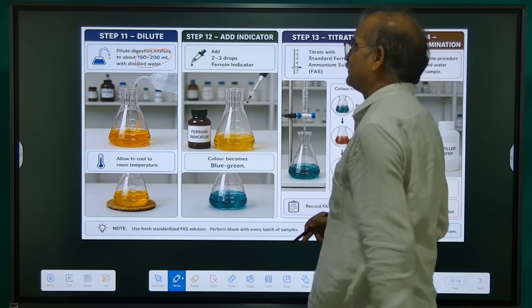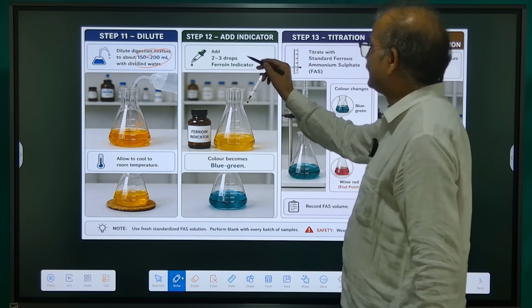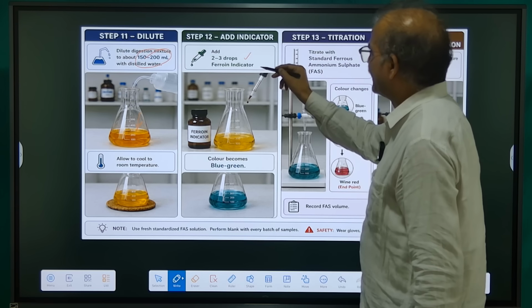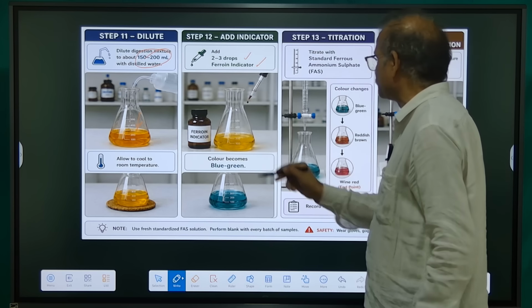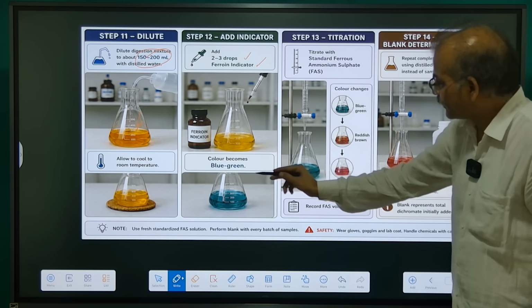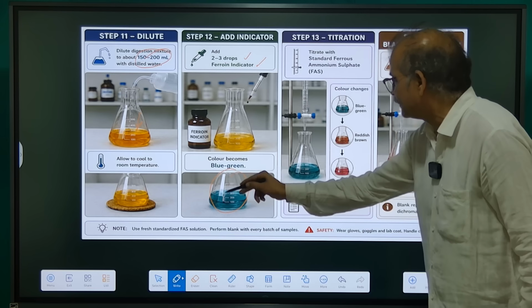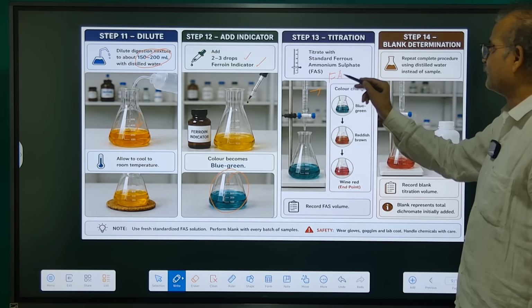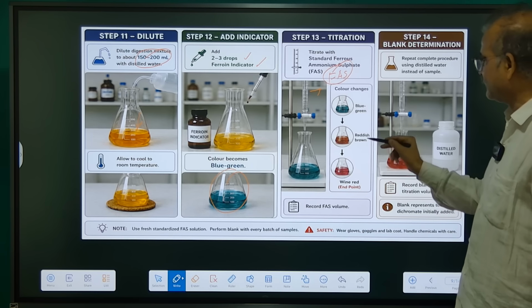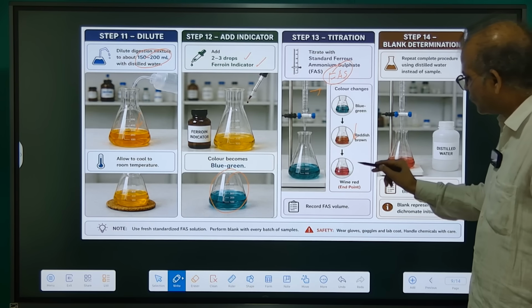Add 2 to 3 drops of ferroin indicator into it. It will turn blue green. Then we titrate with the ferrous ammonium sulfate. It will turn reddish brown, then wine red.